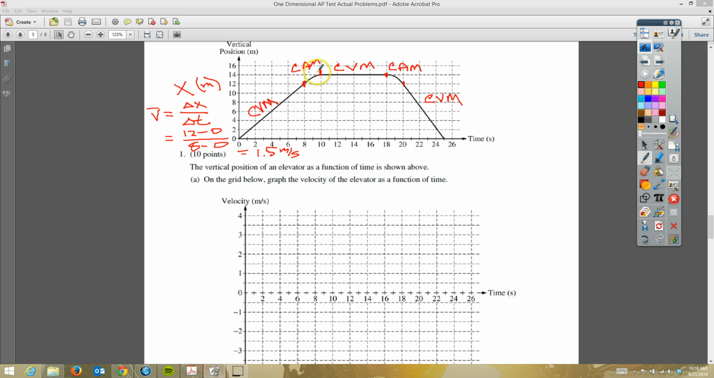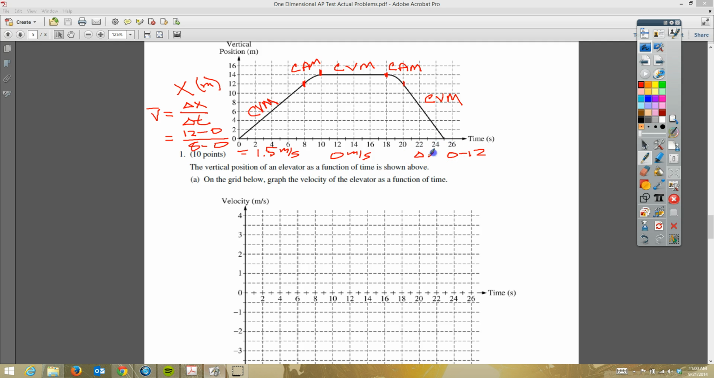Let's do the same thing here, and we'll notice that our position stays the same. So from 10 to about 18, we have 0 meters per second. We're going to skip over the constant acceleration, and we'll look at the constant velocity model from 20 to 25. If we start at 20, notice that we have 12 again. That is our beginning position, and our ending position is 0. So this time we're going to go 0 minus 12.